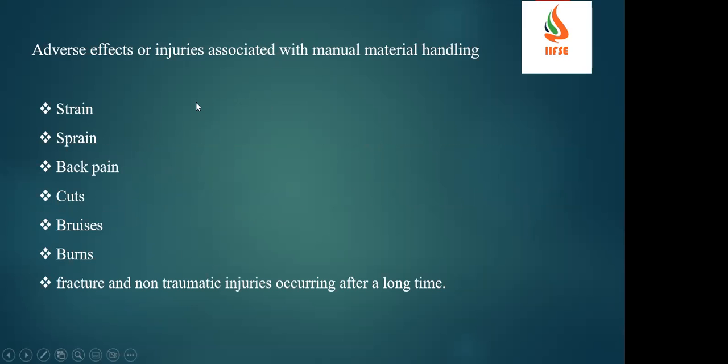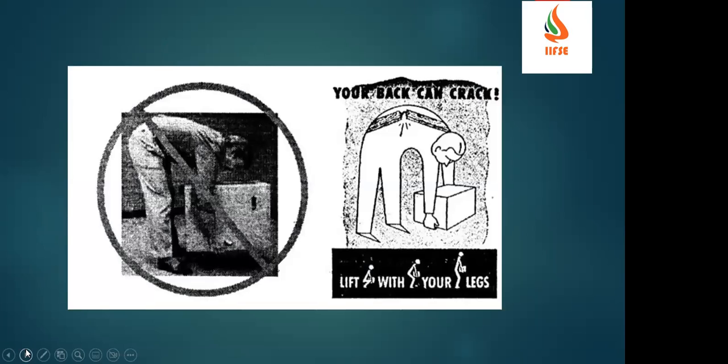There are a few adverse effects of this manual material handling. One is a sprain, and this is the back pain. This is the major problem, the major injury that happens in manual material handling is back pain. And cuts will be there if you are handling any sharp objects or sharp materials, and bruises and burns, and fractures and non-traumatic injuries occurring after a long time. Non-traumatic in the sense it is non-repairable. We cannot repair that injury. He has to live with that injury as long as he is living. So non-traumatic injuries, we cannot repair those kinds of injuries.